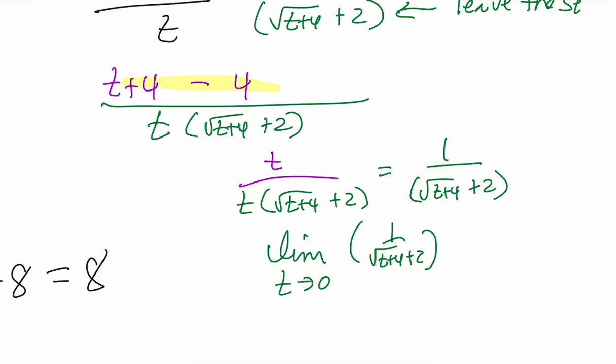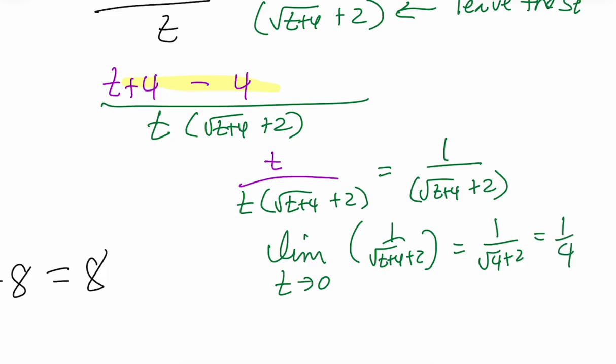Think about trying to graph that. What? Maybe if you were Mr. Desmos, you might be able to graph it, but if you're not, no, don't graph it. That's why the algebra is so important. So now we can just plug in 0, direct substitution. It's a member of the domain, it works perfectly. We get 1 over the square root of 4 plus 2, which is 1/4.